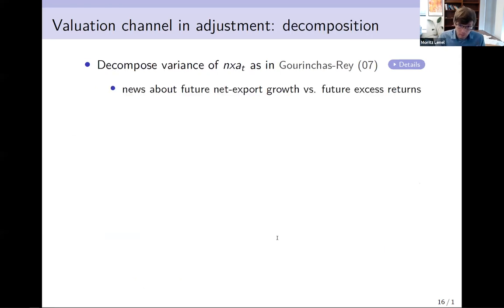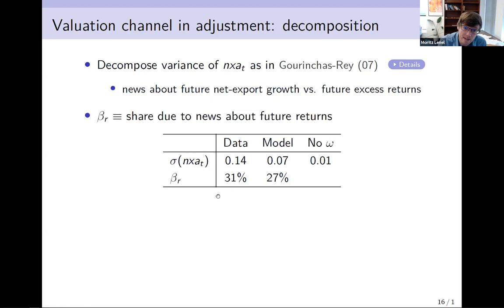data. Gourinchas and Rey go further and say we can now decompose the variation in this net external position into news about future net export growth, which is the more standard trade channel, and movements in future excess returns on the net foreign asset, on the net external position. And I'm going to call here beta R the share of the variation in the net external position that is due to news about future returns rather than news about future net export growth. And in the data, about 1/3 is due to news about future returns.